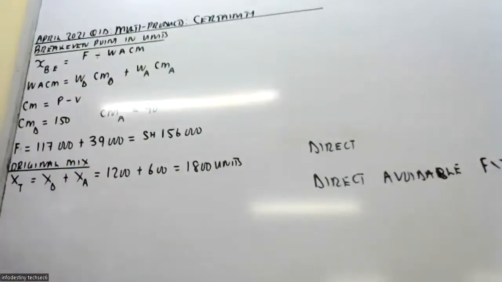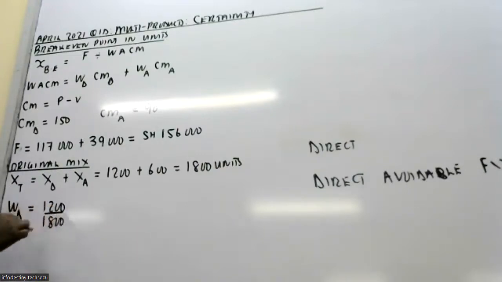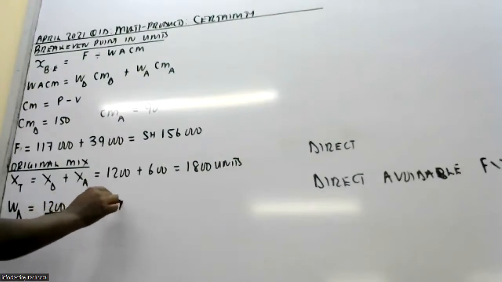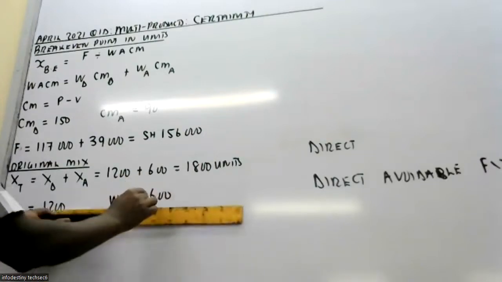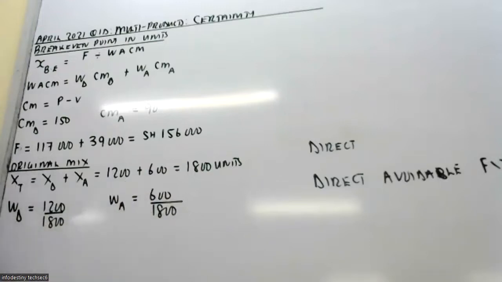So after that, we now need to get the weight. The weight of B will be 1,200 out of the total 1,800. The weight of A will be 600 out of the total 1,800. That is the weight.